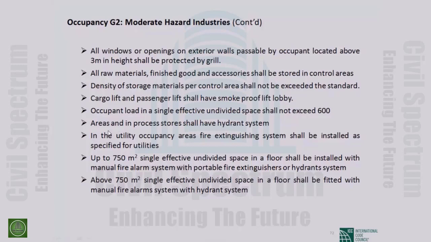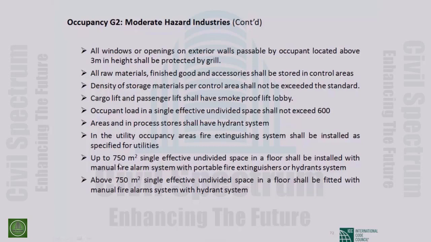Areas and in-process store shall have the hydrant system. So in any factory, there are 2 areas where we put work-in-progress material, other than a storage, which is a temporary storage. So the area and the in-process storage shall have a hydrant system. In the utility occupancy areas, fire extinguishing system shall be installed as utilities. It was already explained in my last lecture what the utility should have.